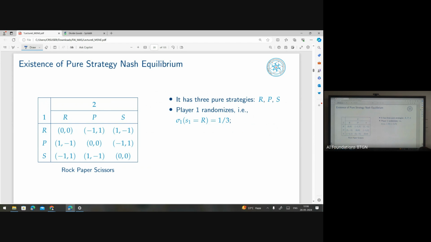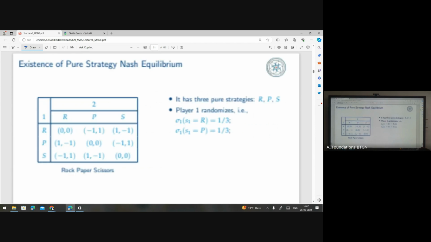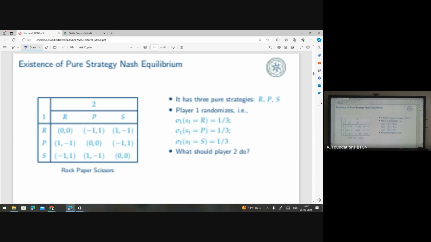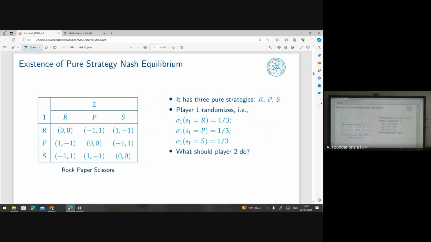So these are the random strategies I have denoted using this sigma 1. I'll introduce the notation formally again, but just once before. S_i is the pure strategy of agent i, and sigma_i(S_i) denotes the probability with which agent i plays the strategy S_i. That is sigma 1. So it plays R with probability 1/3, P with 1/3, and S with 1/3. Now, my question is, what should player 2 do?